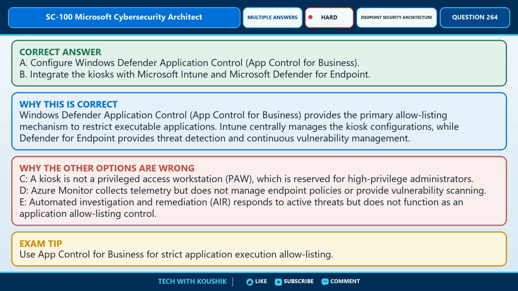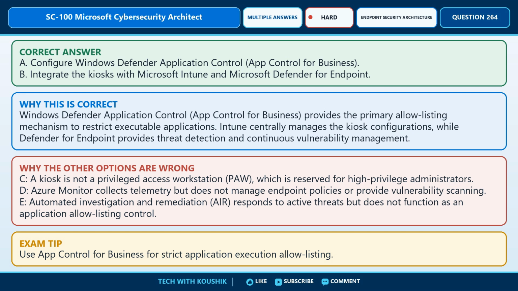The correct answers are Option A. Configure Windows Defender Application Control, App Control for Business, and Option B. Integrate the kiosks with Microsoft Intune and Microsoft Defender for Endpoint. Here's why. Windows Defender Application Control, App Control for Business, provides the primary allow listing mechanism to restrict executable applications. Intune centrally manages the kiosk configurations, while Defender for Endpoint provides threat detection and continuous vulnerability management.